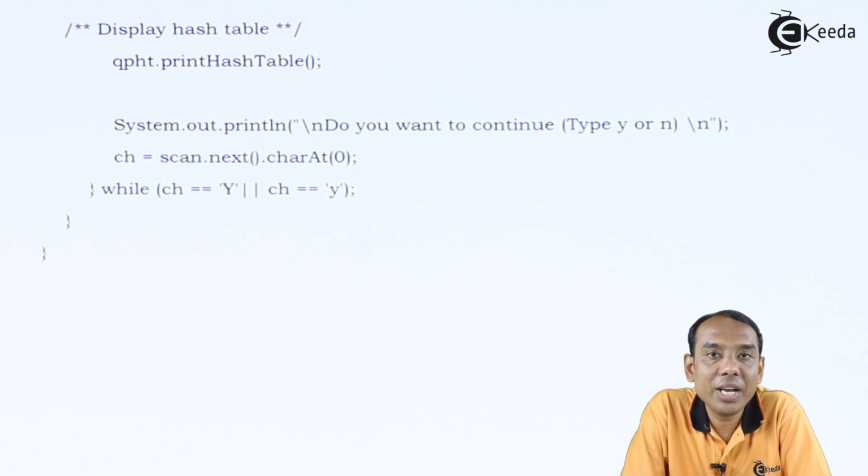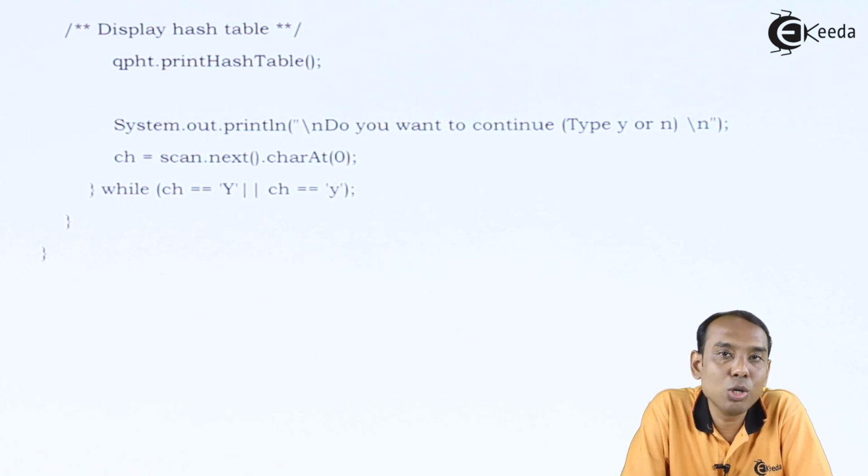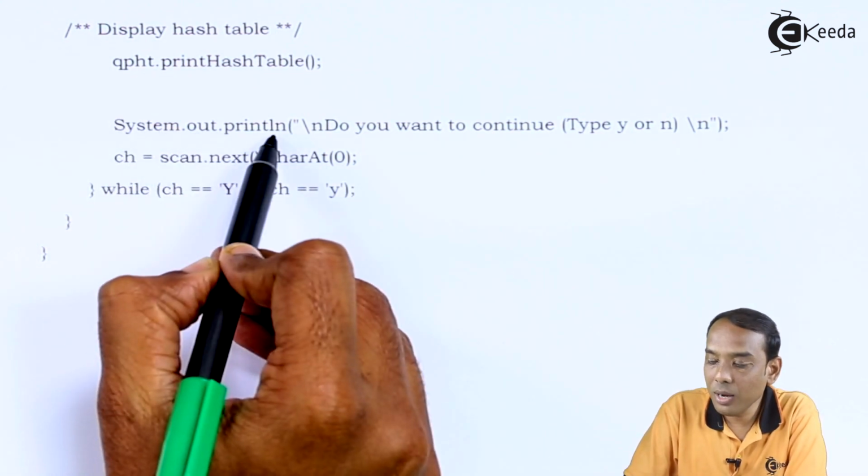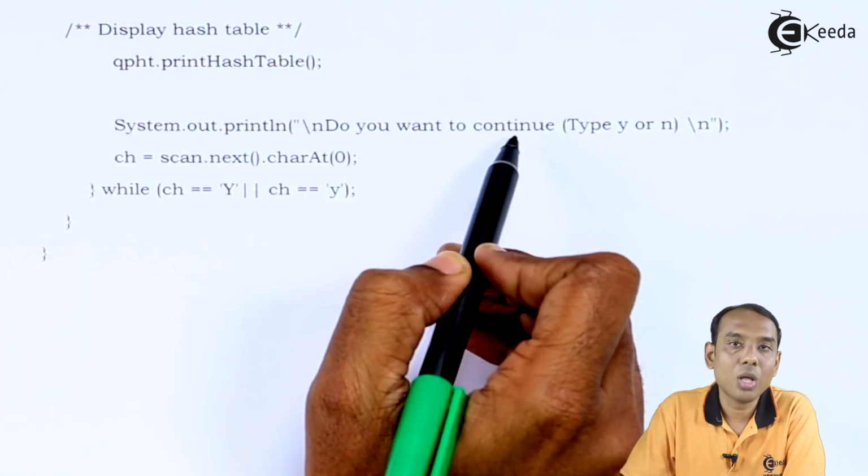Once we are done with the printing of the hash table through the object of QPHT, that is the object of the quadratic probing hash table. Now we will ask the user whether he wants to continue with the set of operation once again or not. For this, I am going to write down system.out.println, do you want to continue?